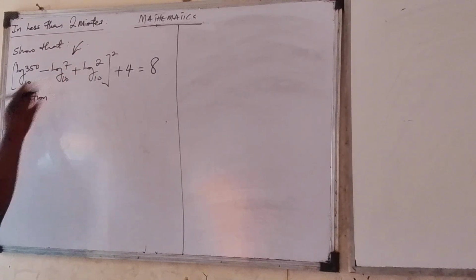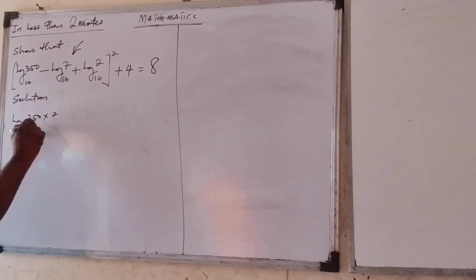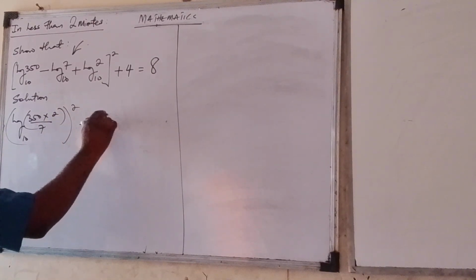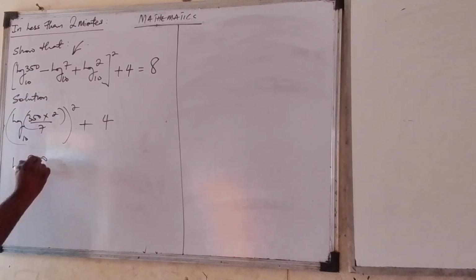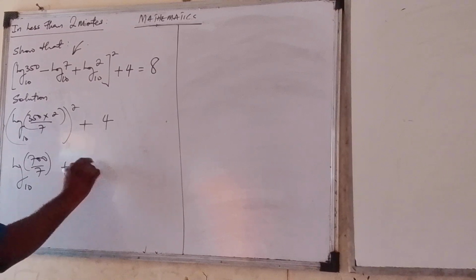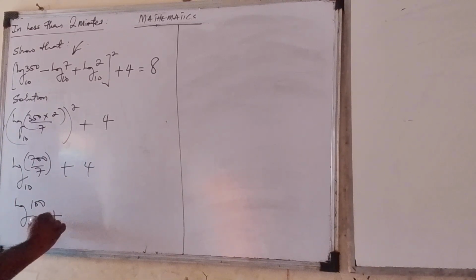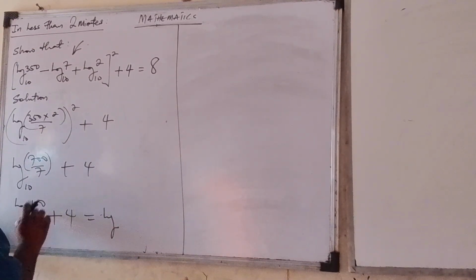Yes, the whole of this now will be log 350 times 2 divided by 7 base 10 all squared. Now we have plus 4. Now this is the same as saying log 700 all over 7 base 10, yes, plus 4. And here we have log 100 base 10 plus 4. So this is the same as saying log 100.